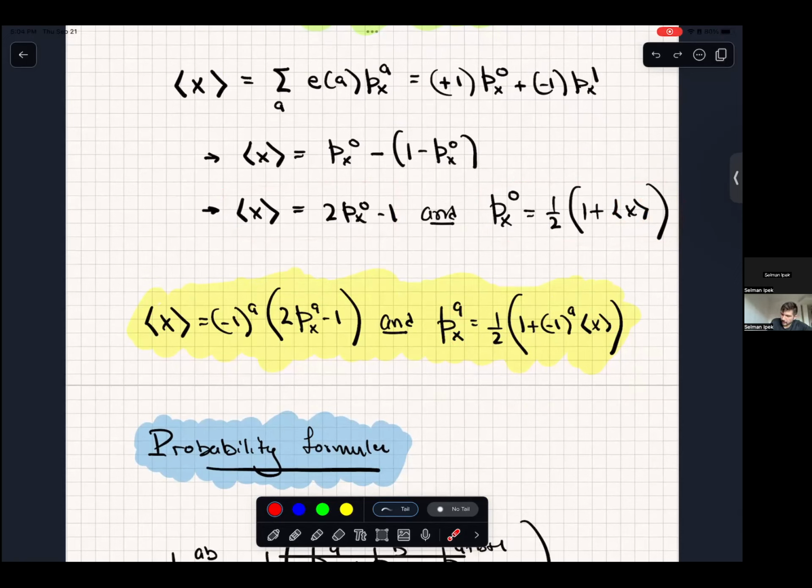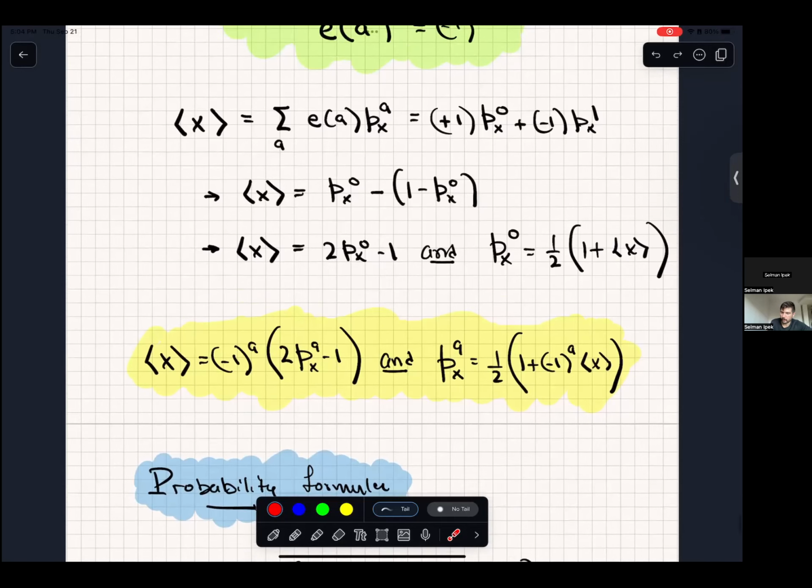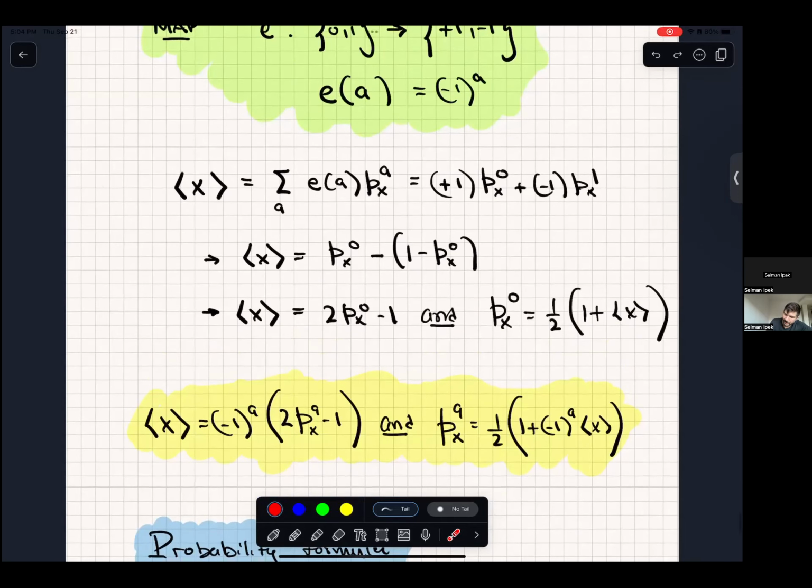Notice that while the probabilities will be between 0 and 1, as we expect, the expectations will be between -1 and 1. Why is that? Because I could have that the probability of getting 0 is 1, in which case this value is +1. But if the probability of getting -1 is 1, then this will be 0 and this will be -1. So the range of this will be between -1 and +1.